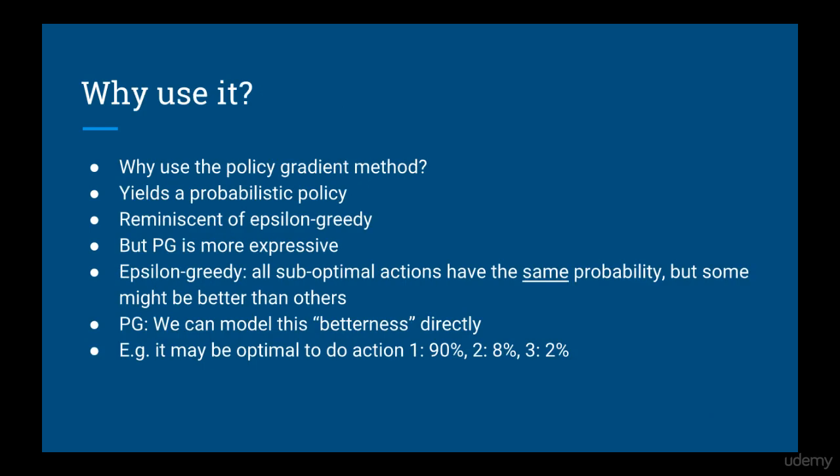Now that we've gone through the heavy parts of the policy gradient method, let's talk about why you might want to use it. We know that the policy gradient method yields a probabilistic policy. This should be reminiscent of epsilon greedy, which is also probabilistic. However, it should be clear why the policy gradient method is more expressive. With epsilon greedy, all the suboptimal actions have the same probability of happening, even though one might be better than the other. With the policy gradient method, we can model this betterness directly. For example, it might actually be optimal to do action 1 90% of the time, action 2 8% of the time, and action 3 only 2% of the time.